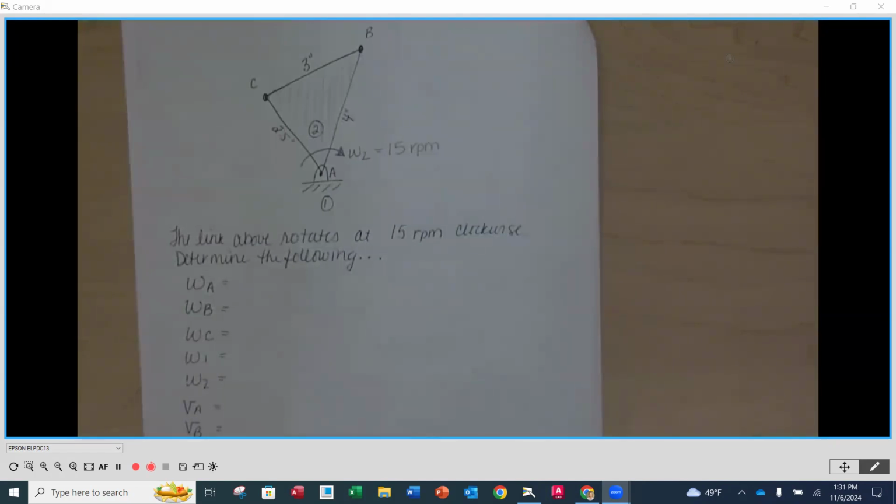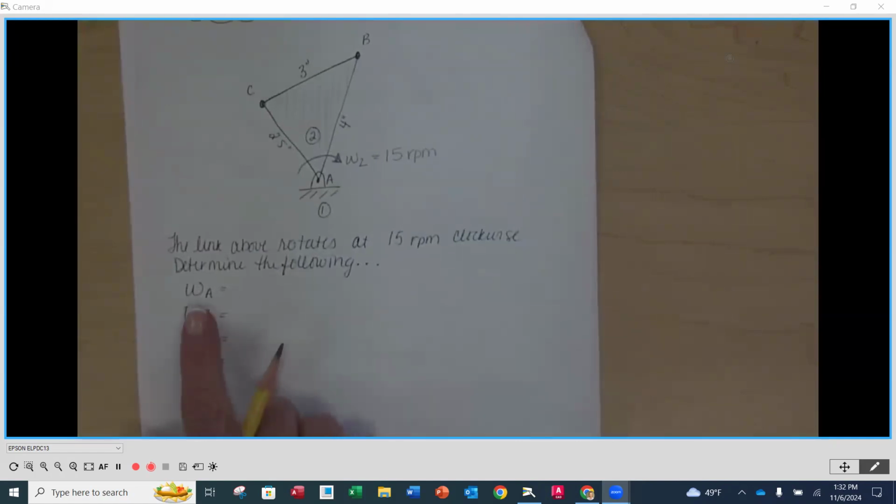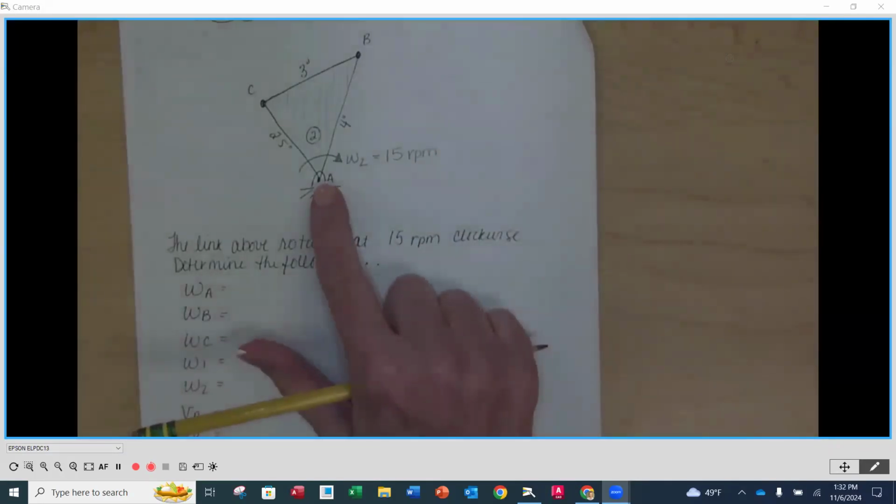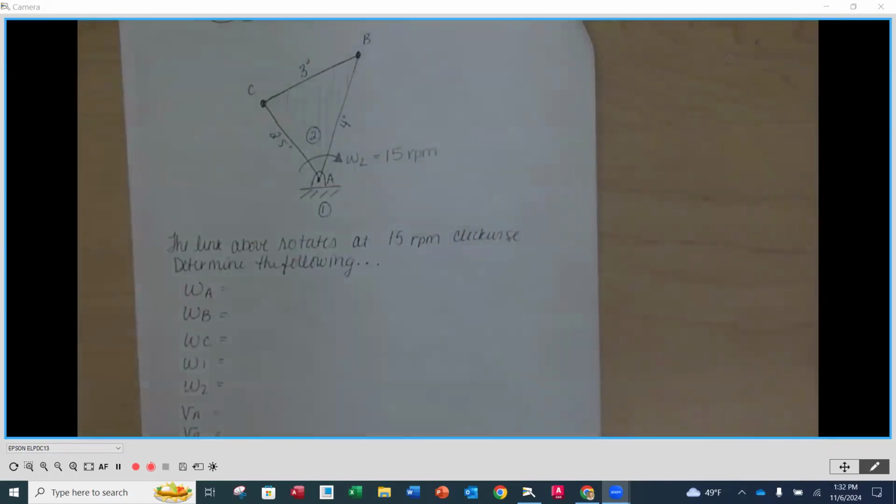Now, in some cases, it might be 0. In some cases, it might be a number. In some cases, it doesn't really even apply, so we might put doesn't apply or not applicable. As we look here, the first one that we have is W, which is the angular velocity of point A. Point A is right there. It's the center of rotation of link number 2, and it is on the frame, so it doesn't move.